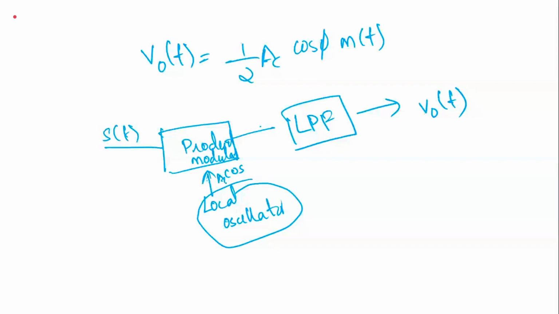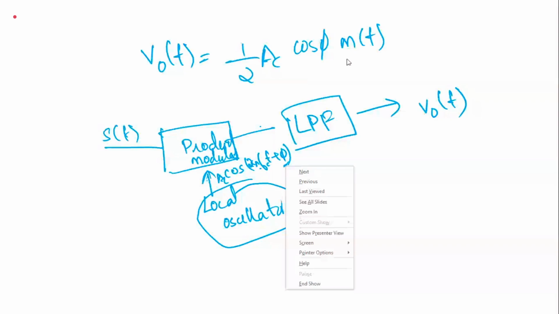And why is it coherent? It is called coherent detection because if we minimize this φ, we directly get the maximum message signal output. So this is all about DSBSC and AM. Is it okay?